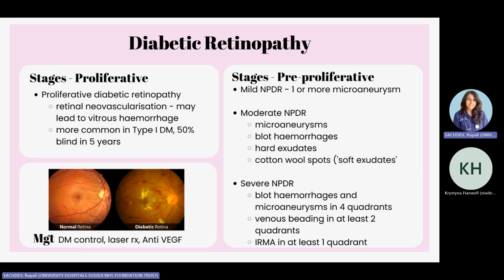Proliferative essentially means now that there are new blood vessels growing to compensate for whatever was happening before, which is a major red flag, because if your body's going to have to compensate and make new things, that means there's significant damage. So it's retinal neovascularization, which can lead to a vitreous hemorrhage, which is what we discussed before. Proliferative is more common in type 1 diabetics, and again, very poor prognosis. 50% of people will be blind in the next 5 years, which is why it's important to know the staging. So it tells you a bit about what their prognosis is going to be like.